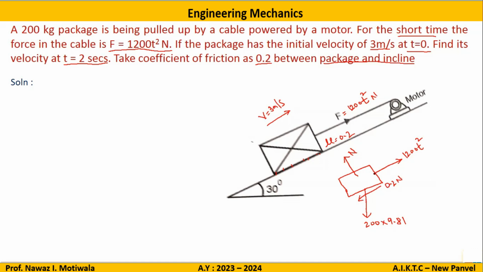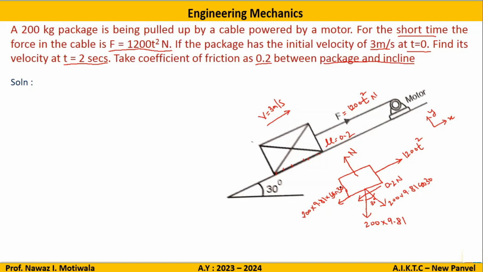With this we have completed showing all the forces on the free body diagram, but this particular force of 200 into 9.81, if I consider this as my axis, this is my x and this is my y, is the inclined force. So resolving it into x and y components, I will get the values as 200 into 9.81 cos 30, because this angle will be 30 by geometry, and 200 into 9.81 sin 30.